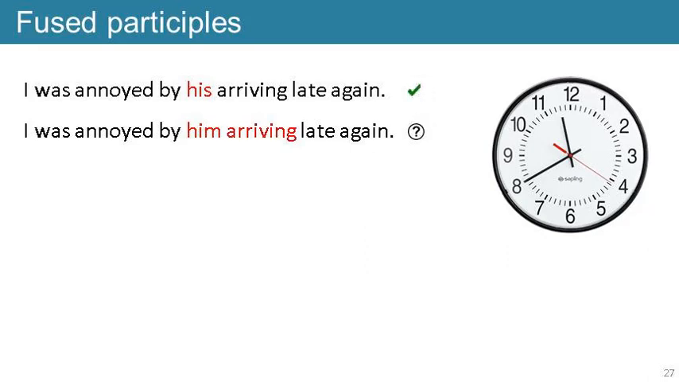Grammar purists will say the first sentence is correct. The second sentence is said to be wrong because it is not permissible to fuse an object pronoun, him, with a participle, arriving.